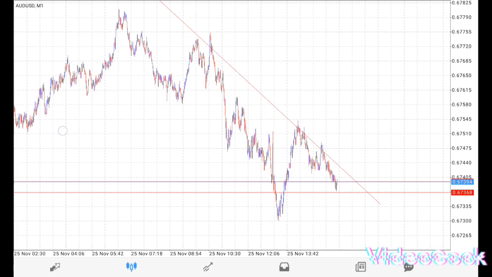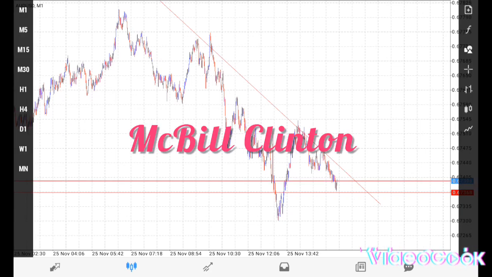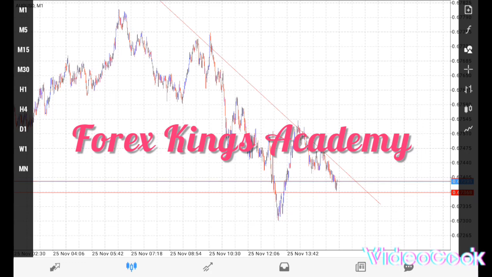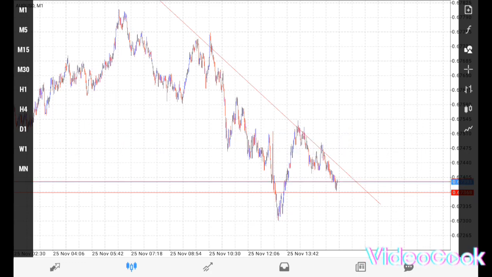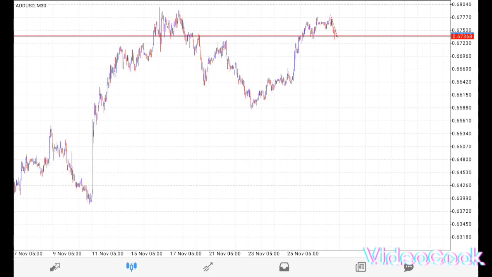We see what is actually heading here. Where we can start from, of course, this is your boy McBill Clinton. Of course, I've been here trading Forex, and we're going to start on our AUD USD. It's actually on a time frame of 1 minute, as you can see. Today is the 25th of November, and I want to take you through the analysis that we're heading into.